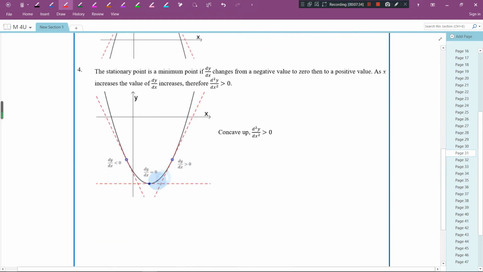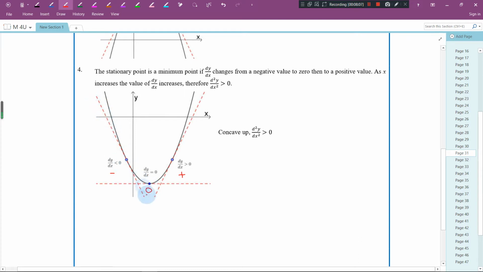So for a minimum point, it just goes the other way. You will notice that the gradient of tangents, or the sign of the dy dx, before and after the turning point changes from negative to positive. So if you see the gradient of tangents, or the sign of the dy dx, change this way, then you know that this is actually a minimum point.